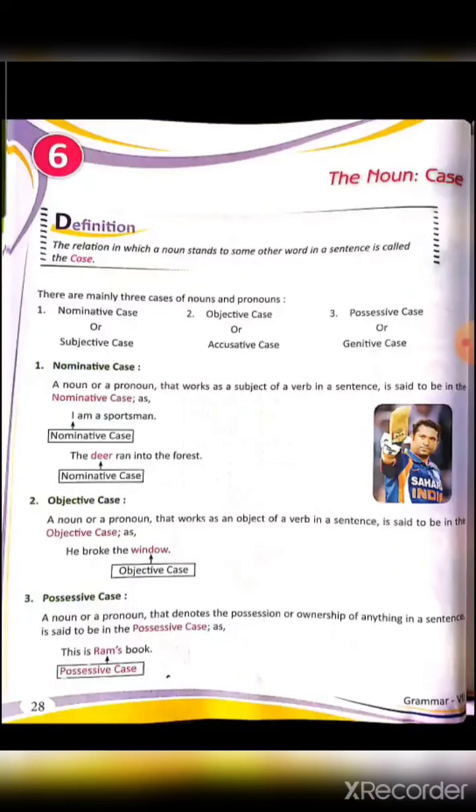Next one, possessive case. What is a possessive case? A noun or a pronoun that denotes possession or ownership. Now, what do you mean by possession or ownership? When you own something, you show your possession. That shows the belongingness. For example, this is Ram's book. That means this book belongs to Ram. So, it is showing the possession. Therefore, it is the possessive case.